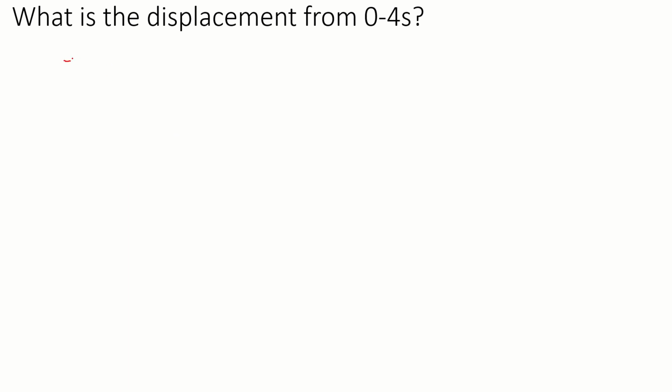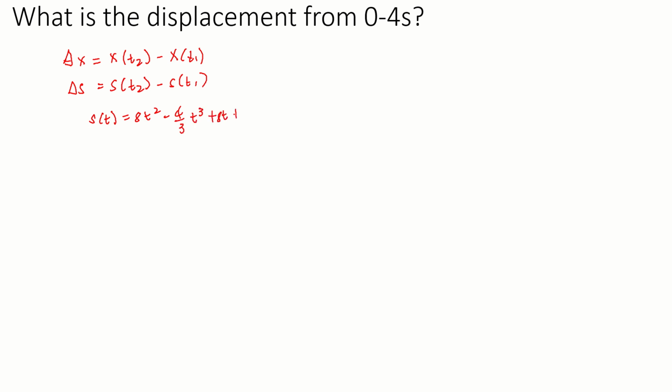From what we have discussed, displacement is just a change in x, which is x of time 2 minus the x of time 1. In our case, we use change in s because s is our variable. So this is s of time 2, which is 4 seconds, and s of time 1, which is 0 seconds, using the function s of t equals 8t squared minus 4 thirds t cubed plus 8t plus c.